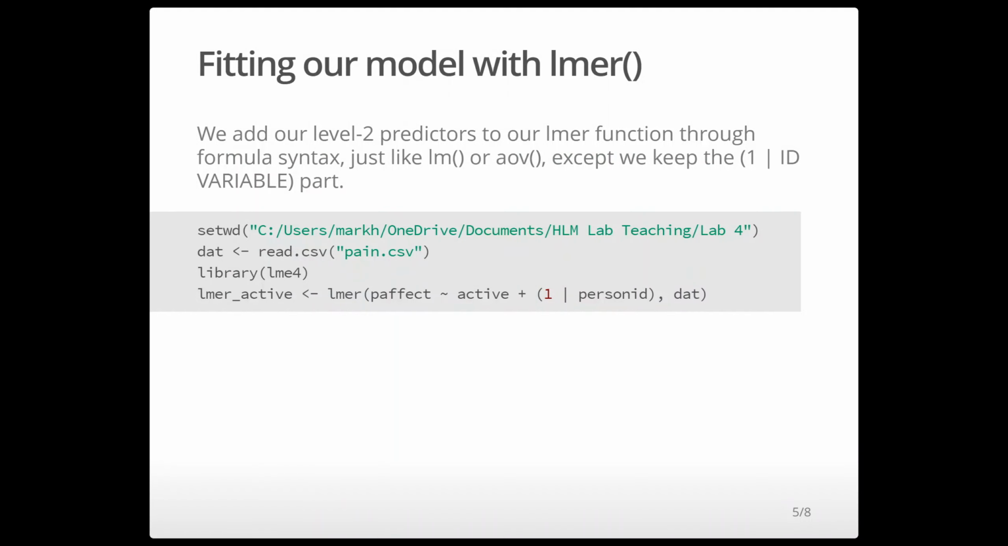Getting over to R, we can fit our model using lmer from the lme4 package, just like we did with the unconditional model. And this looks a lot like an lm object or an aov object, except we have the one vertical bar ID variable part that we talked about last week. So here I've loaded the data, I've loaded my lme4 package, and this is what the model syntax looks like. So I have P affect being predicted by active plus one vertical bar person ID.